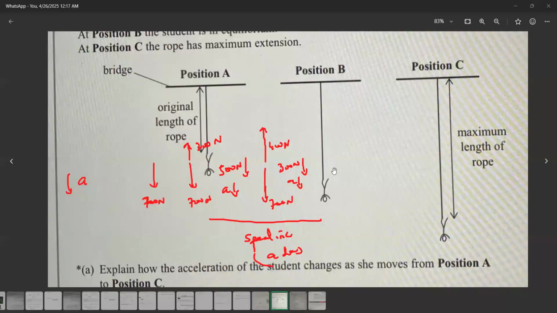And eventually at position B, what will happen? The tension, let's say it is 700 Newton and weight is also 700 Newton. So there is no resultant force. If no resultant force, no acceleration. But he will not stop. Why will he not stop?